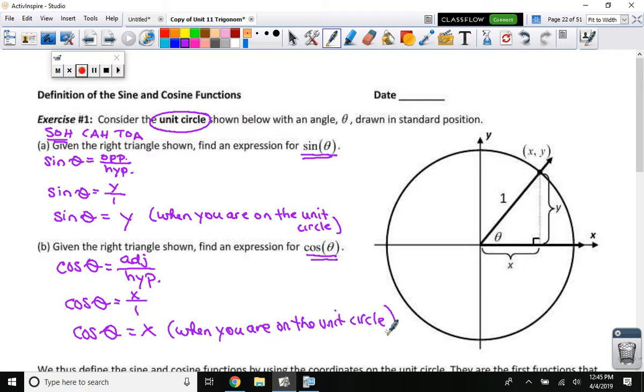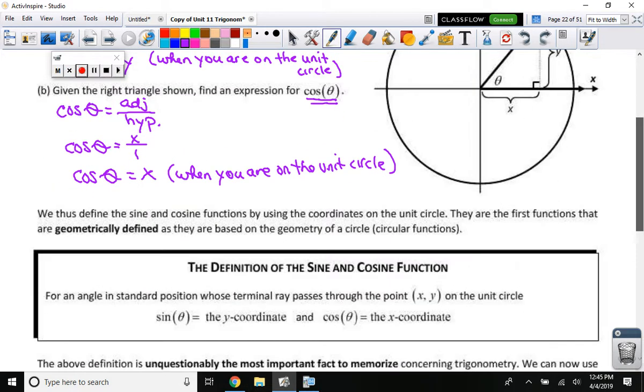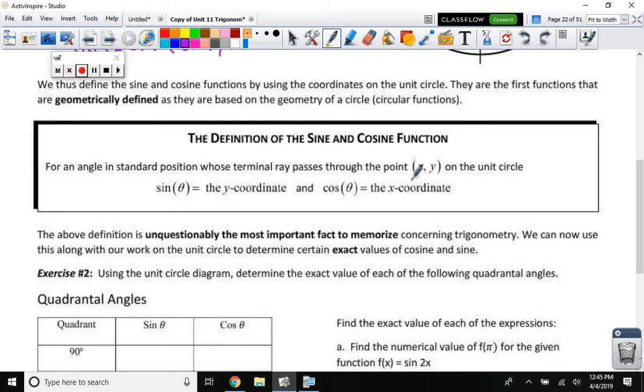So what does that do for us? That means that as long as you understood everything we did yesterday, which was just finding the coordinates on the unit circle, then basically you already found the sine and cosine values. You already did it, you just didn't realize you did it. So let's put the pieces together. This just says exactly what we just talked about.